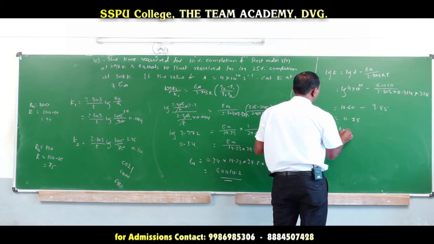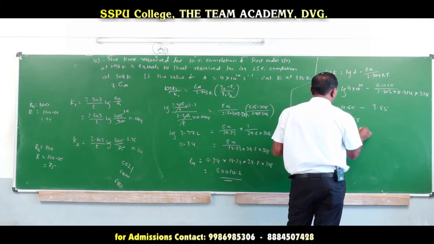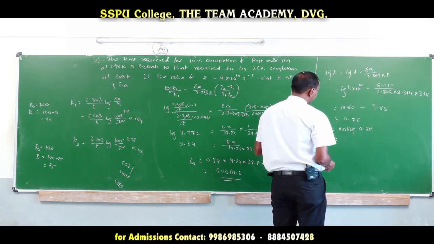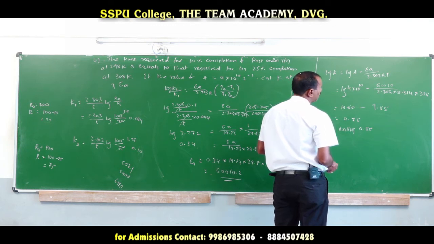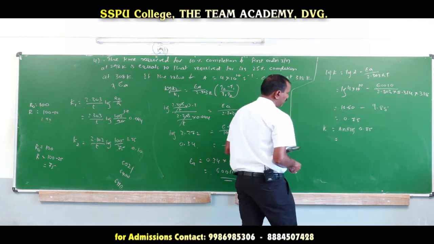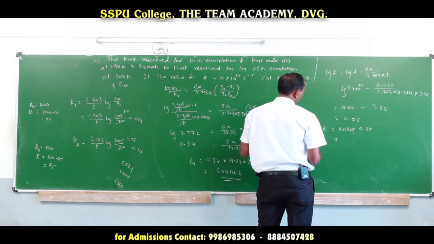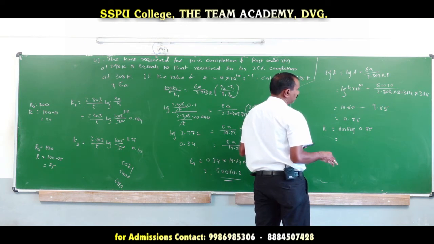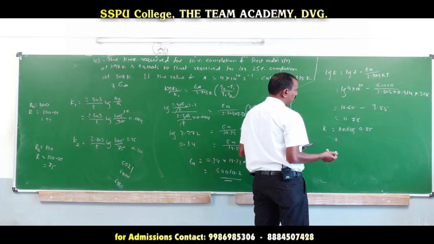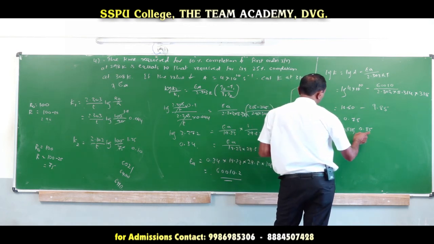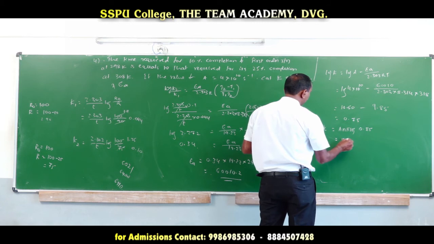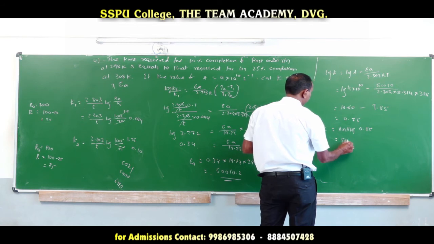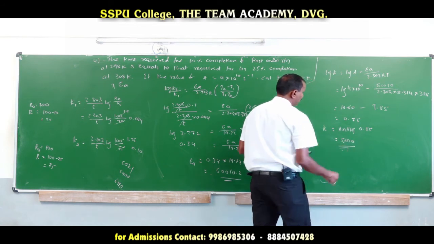Where K is equal to the antilog of this, 0.75. The antilog of 0.75 is nearly 5.6 or 5.8. Okay.